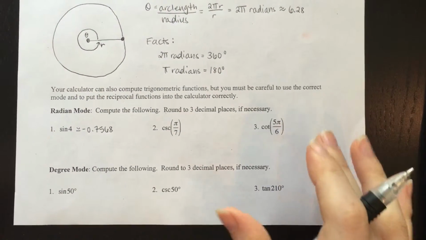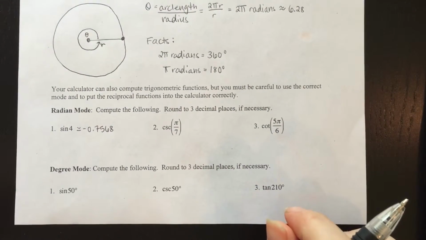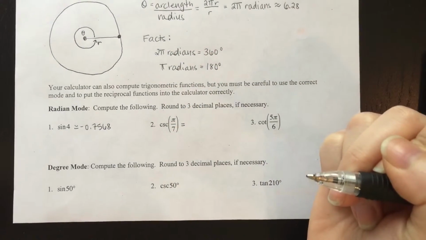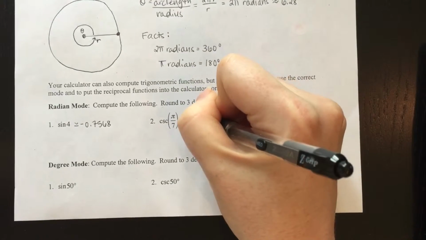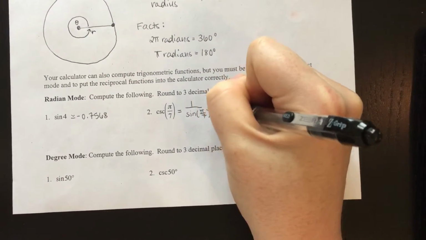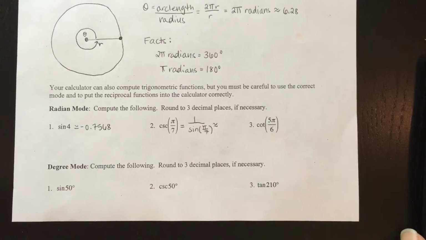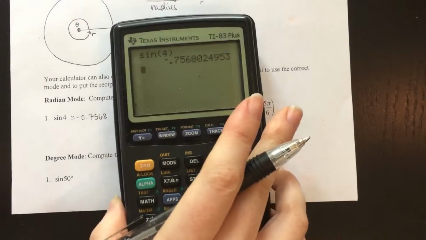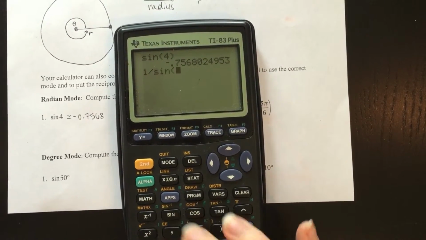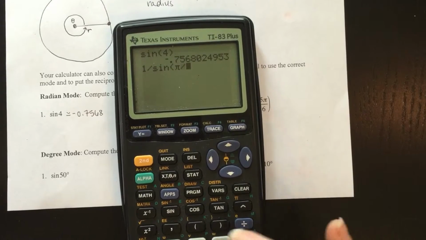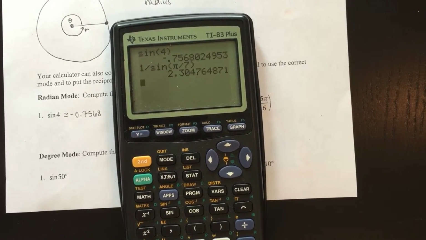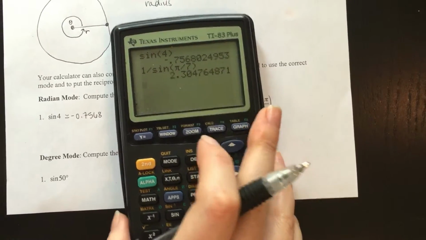Now you might notice that your calculator doesn't have a cosecant button. It only has sine, cosine, and tangent. So in order to compute a cosecant in your calculator, you need to type in 1 divided by sine of pi over 7, because you need to use the reciprocal property of cosecant. So I would type in 1 divided by sine, and then pi over 7 and close the parentheses. And that gives me 2.3048 if I round.